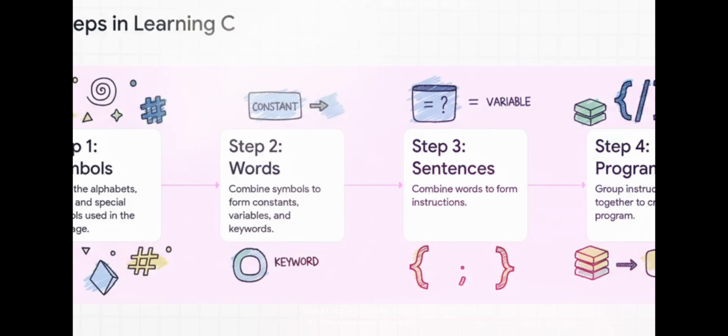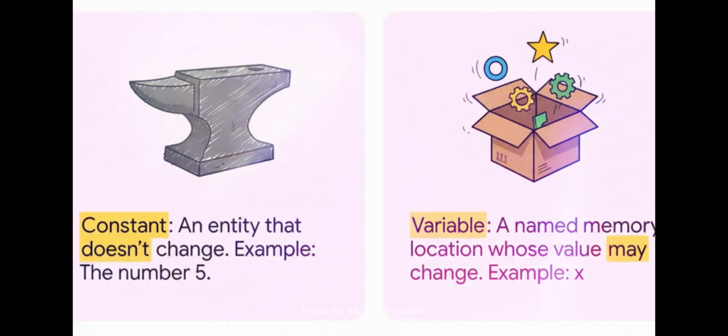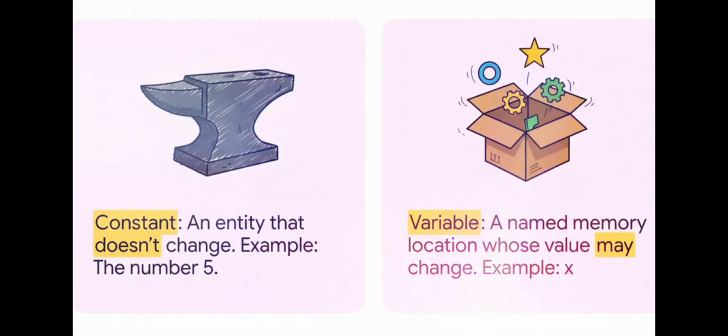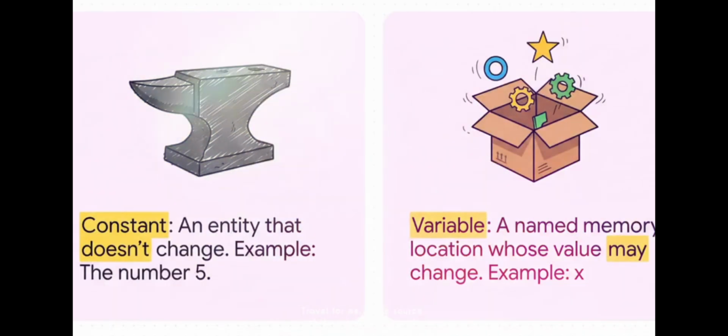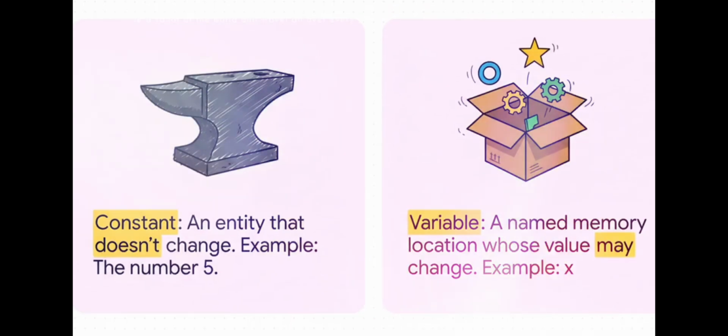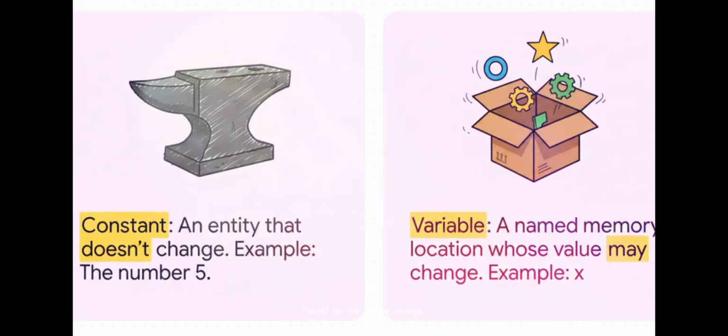Let's zoom in on a couple of those words. All right, let's start with 2 of the most basic building blocks you'll ever use. First, you have a constant. And well, it's exactly what it sounds like. It's a value that is constant. It never ever changes. Think of the number 5. It's always 5.